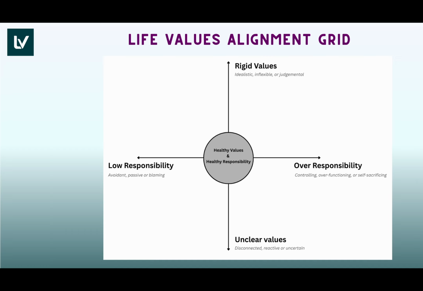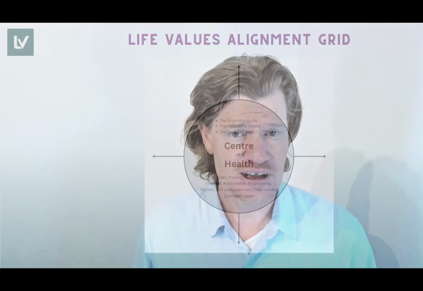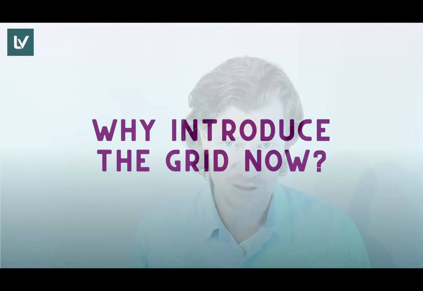And looking at the horizontal axis now, on the right-hand side, you've got over-responsibility. And this is where your clients might be controlling or over-functioning or self-sacrificing in some way. And on the left, to finish off the grid, we've got low responsibility. And this is where being avoidant lives, being passive or in blaming territory. And in the center, you've got healthy values and healthy responsibility. And we'll look at this in more detail later on in the chapter. But that should give you a healthy starting point.